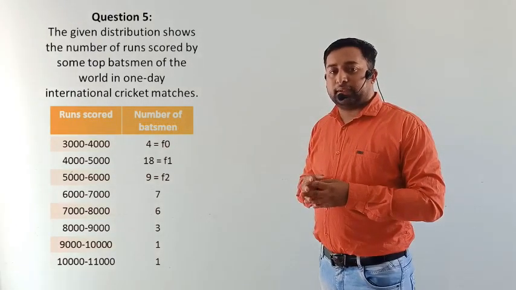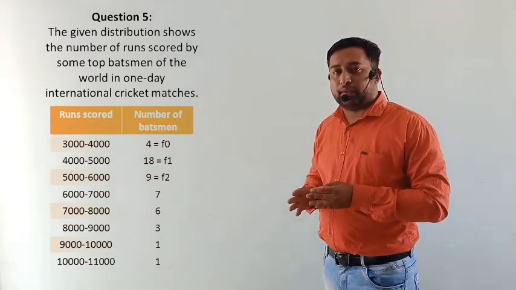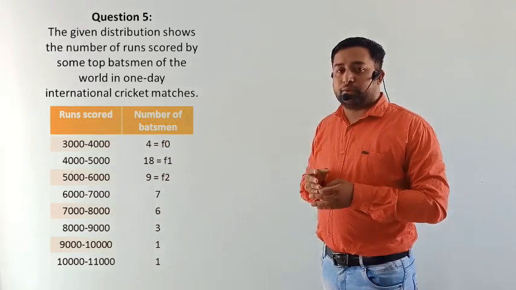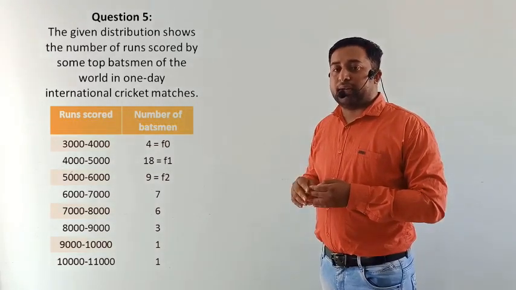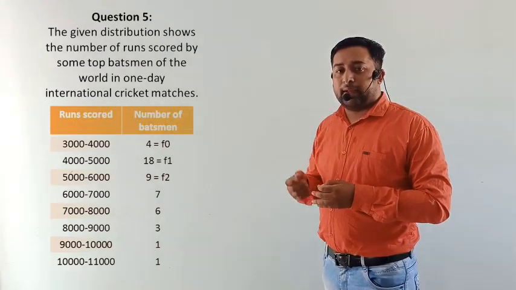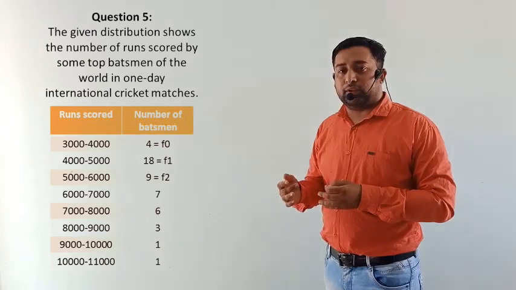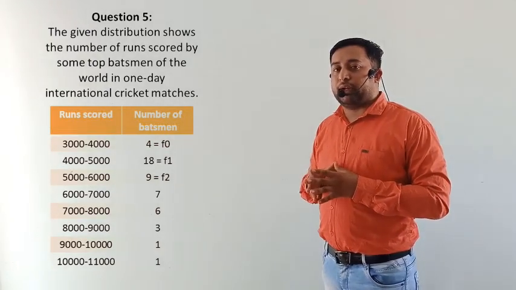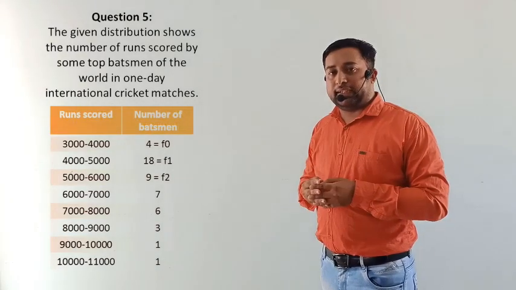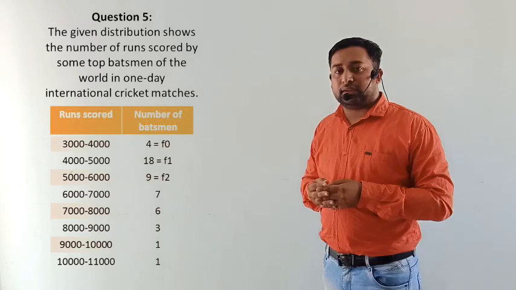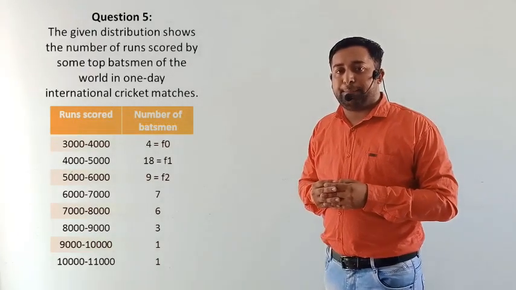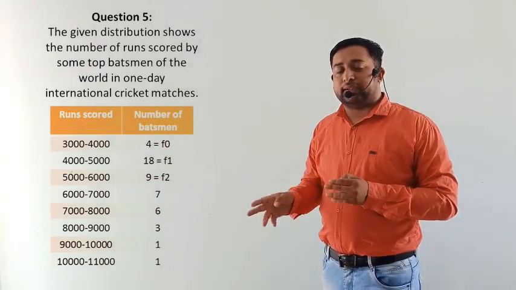The runs scored 3000 to 4000, number of batsmen are 4. Runs scored 4000 to 5000, number of batsmen are 18. Runs scored 5000 to 6000, number of batsmen are 9. Runs scored 6000 to 7000, number of batsmen are 7. And the same for 6, 3, 1, 1. Now we need to find the mode. So look at the frequency table, which has 4, 18, 9, 7, 6, 3, 1, 1. Which one is largest among them? 18. It is our F1.